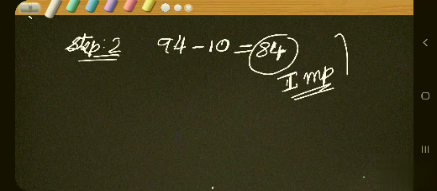Why? Here we got a number 84, greater than 70. 7 times 10 are 70, up to that only we know the table of 7, isn't it? So we have to check whether this given number is divisible by 7 or not. For that, we have to repeat the same steps once again in the working column.